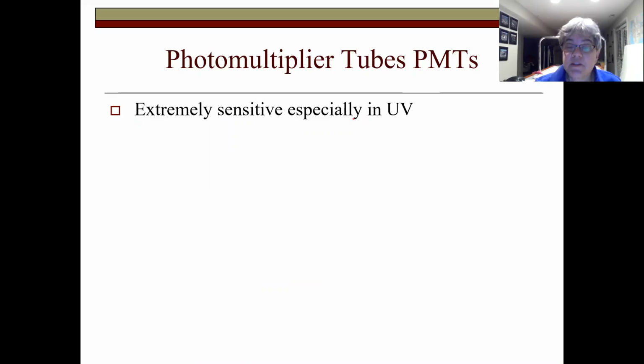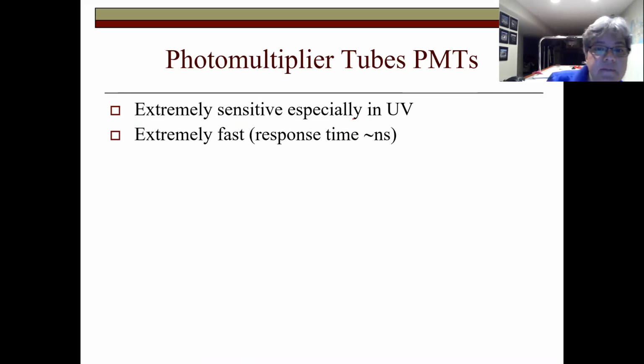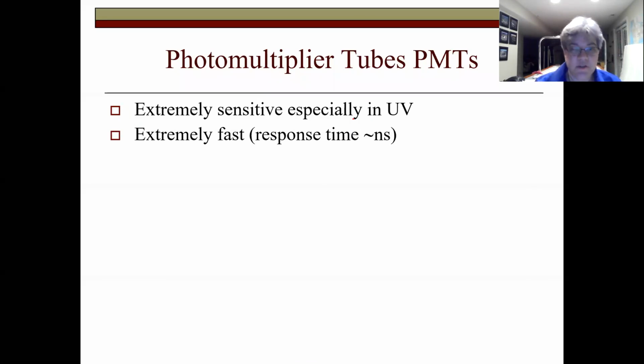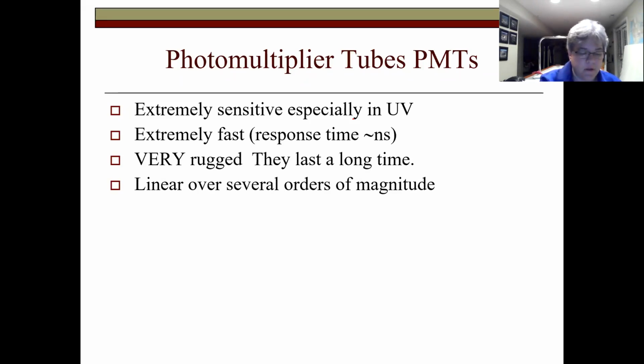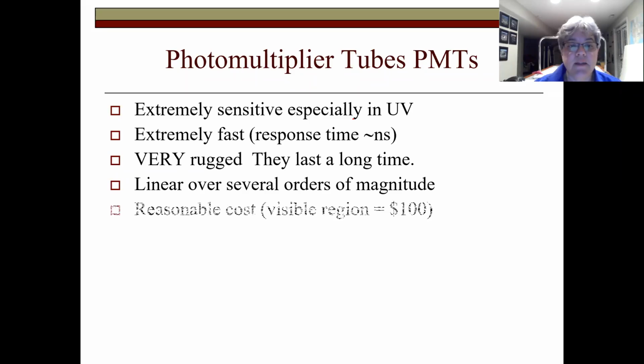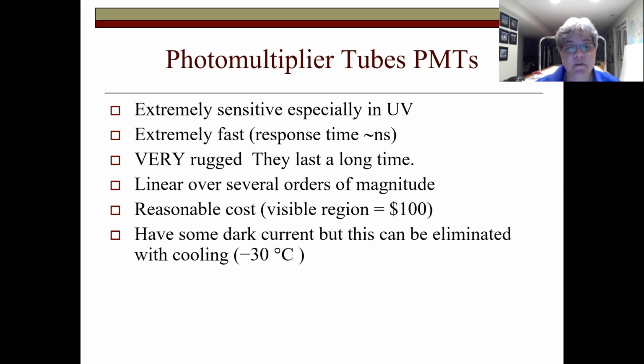Okay, so these PMTs, they're especially good at detecting UV light. They're extremely fast. They make these electrodes in just nanoseconds, so 10 to the minus 9 seconds. They're also very rugged. They're not easy to break. They last a long time. And they're linear over several orders of magnitude, which means they work from a very small amount of light to very large amounts of light. And they also have a pretty reasonable cost, about $100, so not too expensive for a detector.